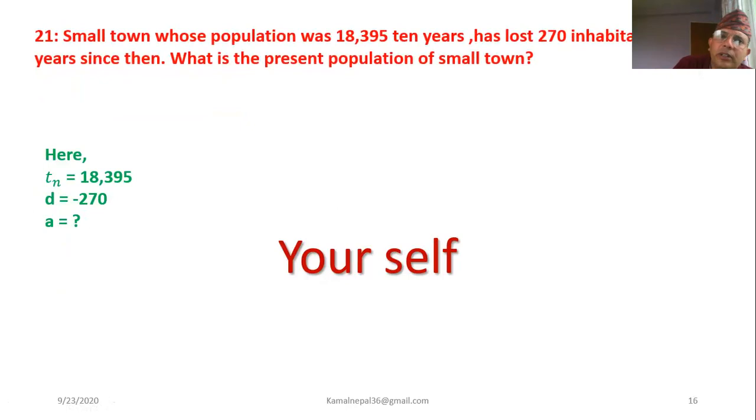Now next, question number 21. A small town whose population was 18,395 10 years ago has lost 207 inhabitants each year since then. What is the present population of the town? That means your T1 is equal to 18,395, D is equal to minus 207, and we need to find out the present population.